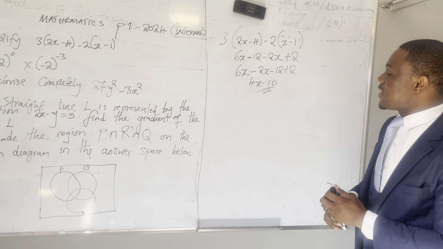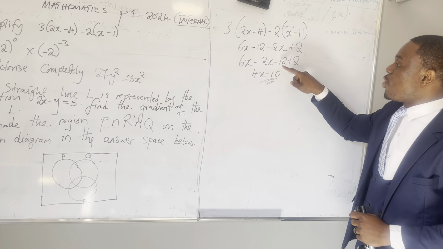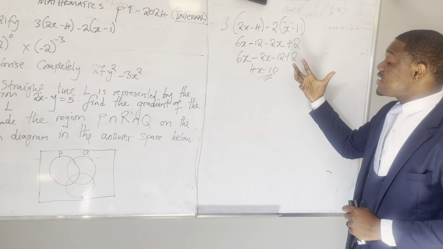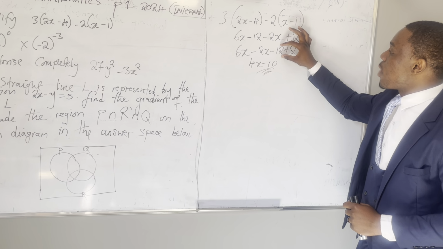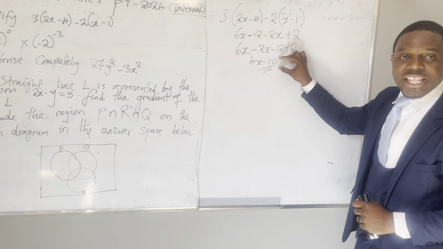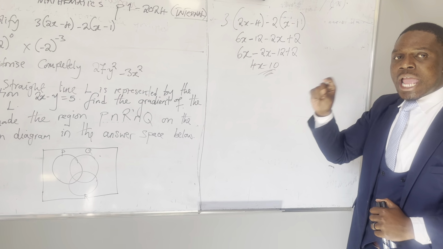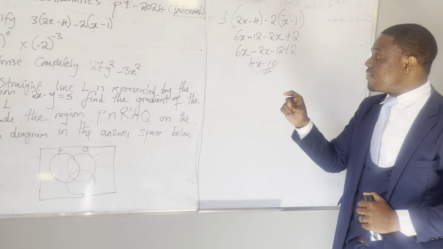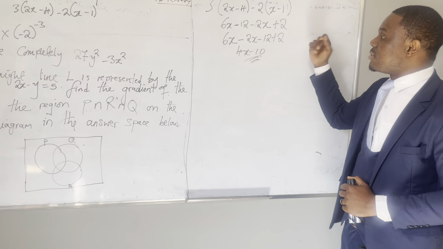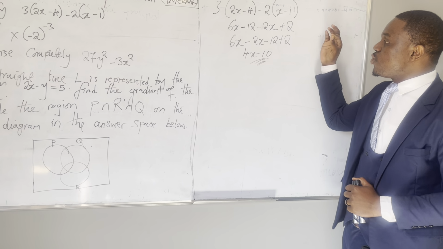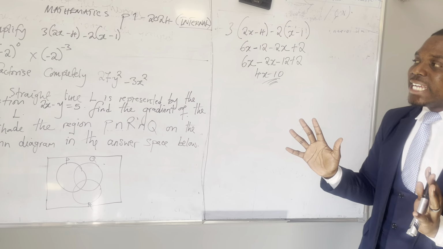In most cases, please be mindful of the negative in front of 12 there, because somebody can just ignore the negative, add 12 plus 2 and write 14 there, which is not correct. The 12 is not positive, it is negative. So you have to consider it as you are working it out. So it's negative 12 plus 2 and the answer is negative 10, meaning that question 1 we are done.